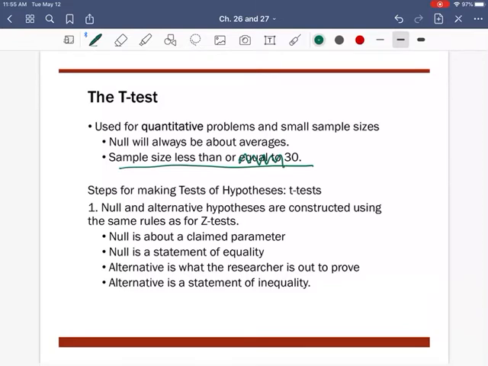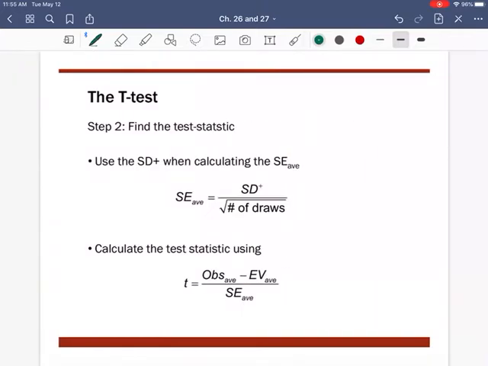Okay, here's the steps for t-tests. You use it if the sample size is less than 30. If it's equal to 30, use the normal shade norm. And then it's the same steps. You write your null and alternative. The null is what it's supposed to be, or it's equal to what it should be. The alternative is it's less than or it's greater than what it should be.